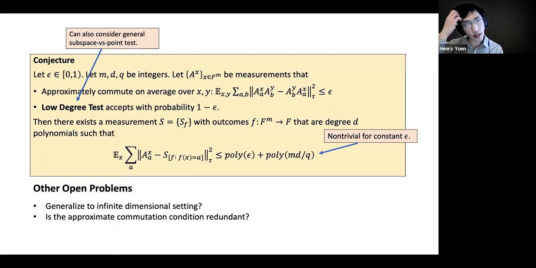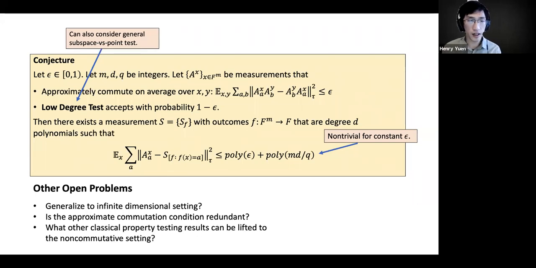An interesting question that I like is whether this approximate commutation condition is redundant. So I've said that we need to put this here, but it's also possible that passing the low degree test with 1 minus epsilon probability already enforces this. But we don't know how to prove this. It could be true. It'd be interesting if it were true.